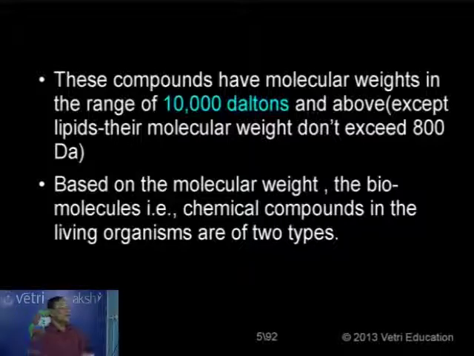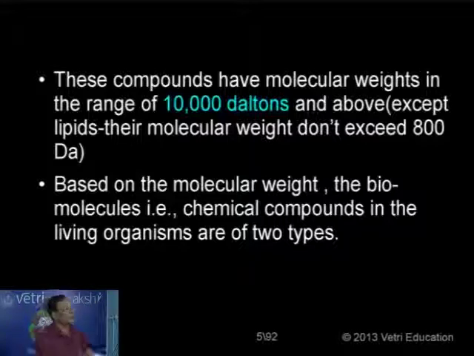Before coming to this, just why are they included? I will come to this later. Once again, I have to show the slide. Then we can classify the biomolecules into two types based on the molecular weight: those having low molecular weight, less than 1000 or less than 800, and those having molecular weight above 1000 up to the range of 10,000. So accordingly, we have two different types of biomolecules. One, the biomicromolecules. Number two, the biomacromolecules.